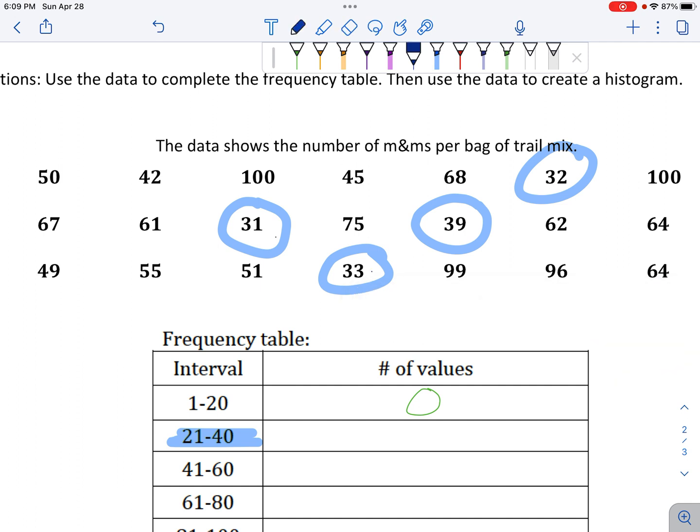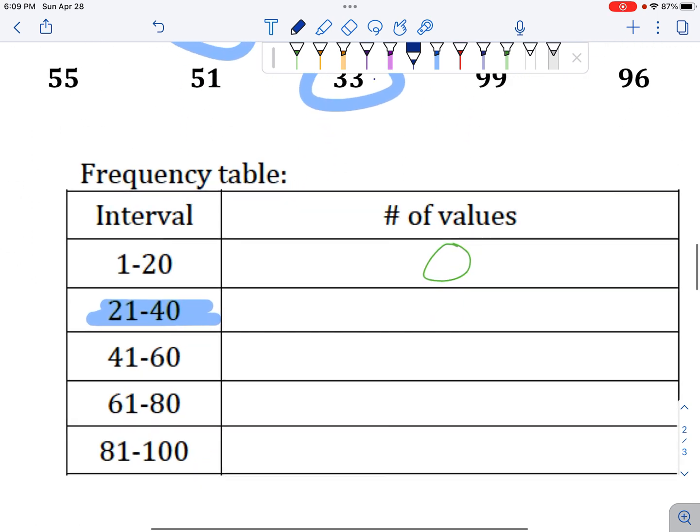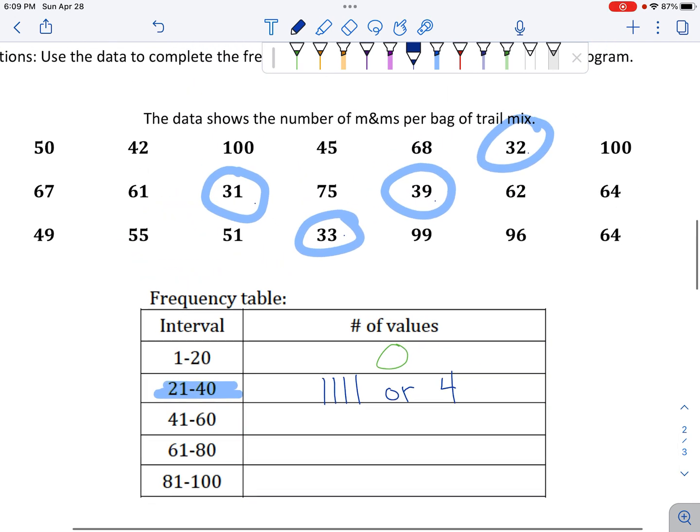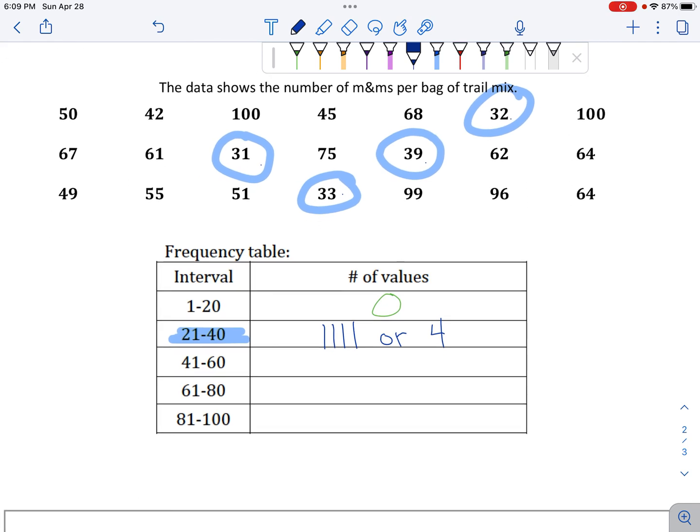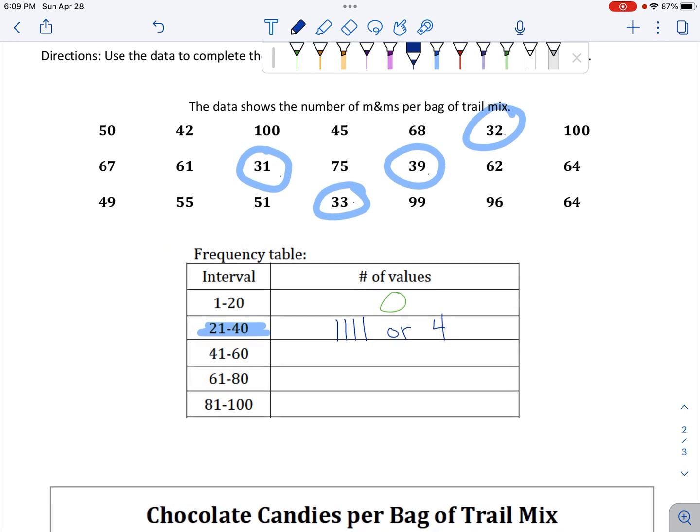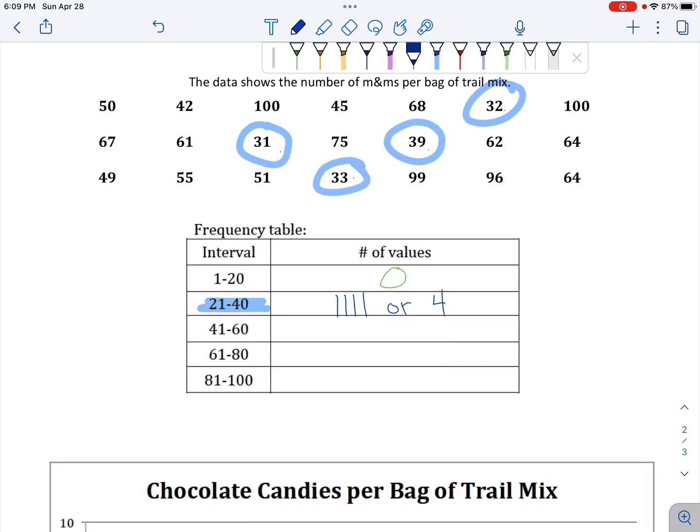There's 1, 2, 3, 4. So you have a couple of different options. You can use tally marks, or you can very carefully count them like I did. Just be careful that you don't miss any, right? Okay, so there are a total of 4 values, 4 circled numbers between 21 and 40.